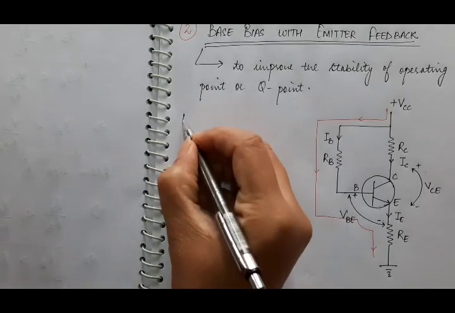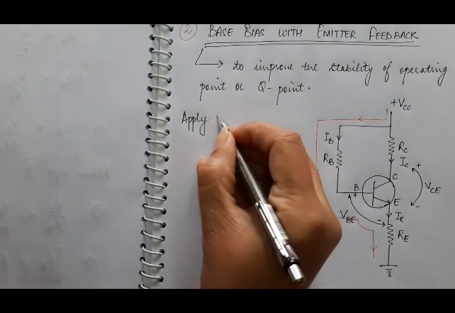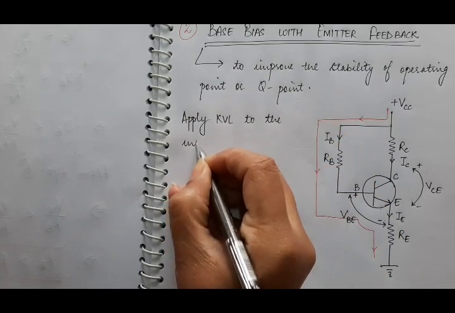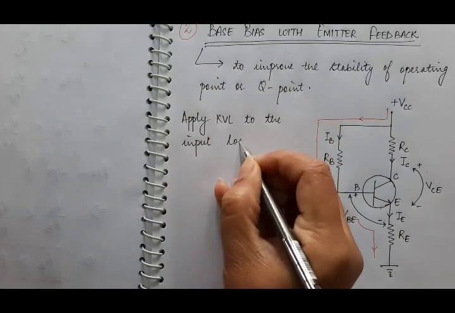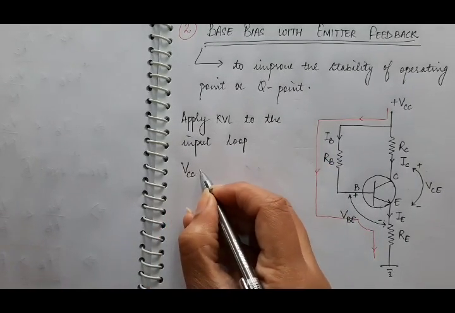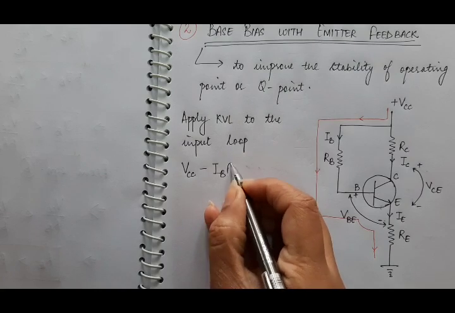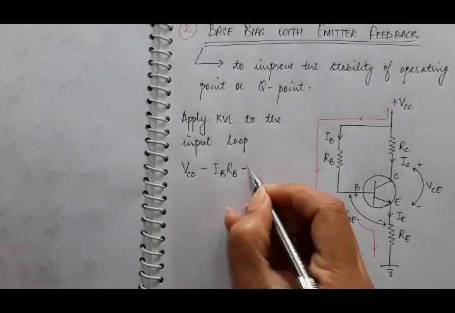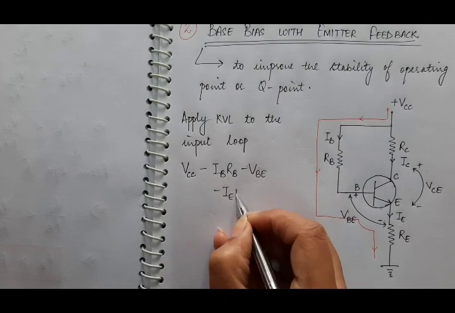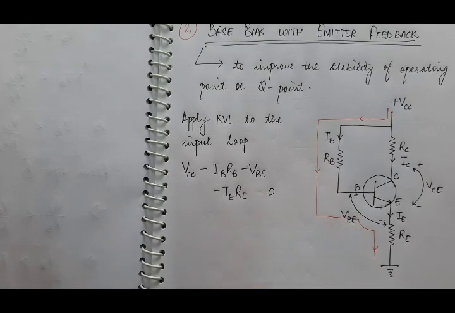Apply Kirchhoff's voltage law to the input circuit or to the input loop. It will be VCC minus IBRB minus VBE minus IERE. It is equal to 0. What we have to do is we have to find the value of base current IB from the input loop.